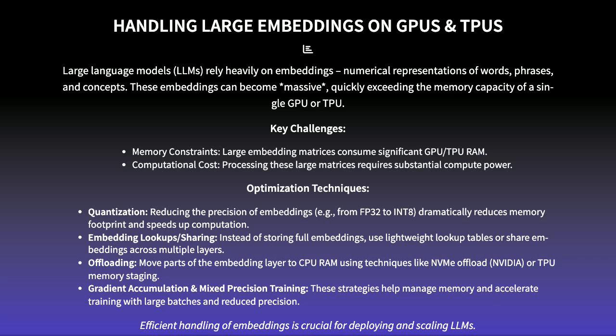We can reduce the precision of these embeddings using quantization, which shrinks the size quite a bit. Another approach is embedding lookups. Instead of storing every individual embedding, we create smaller tables to retrieve them. Also, sometimes we need to offload parts of the embedding layer to CPU memory. Techniques like gradient accumulation and mixed precision training also help us manage things effectively during training.